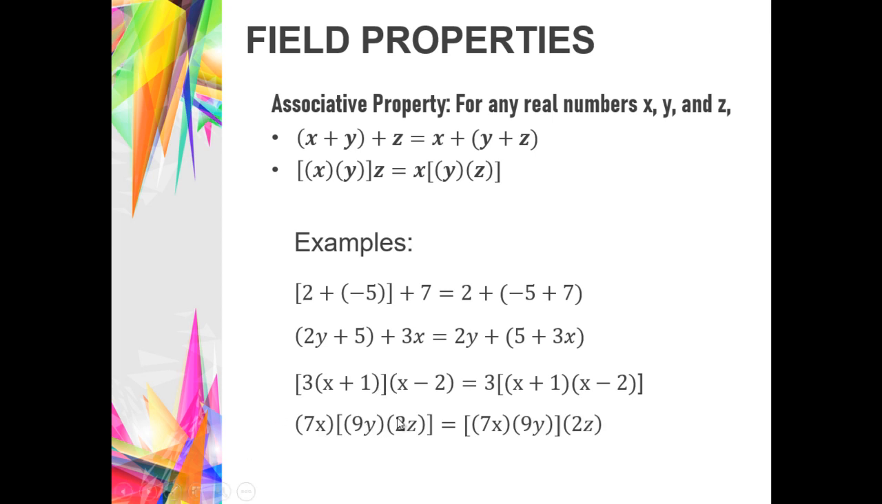7x times 9y times 2z. So, equals to 7x, 9y times 2z. So, look at the parentheses, the bracket, asa na siya. Okay, so that's for associative property.